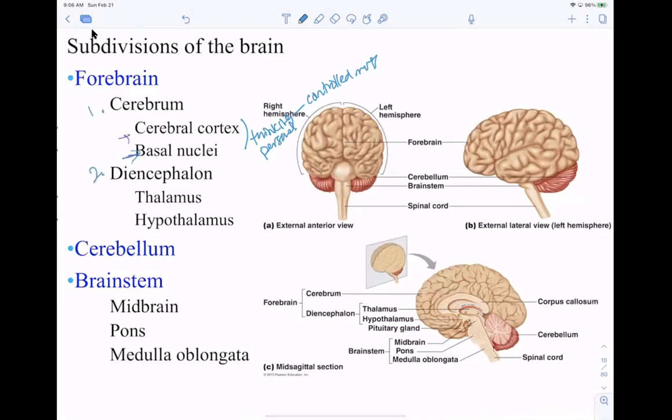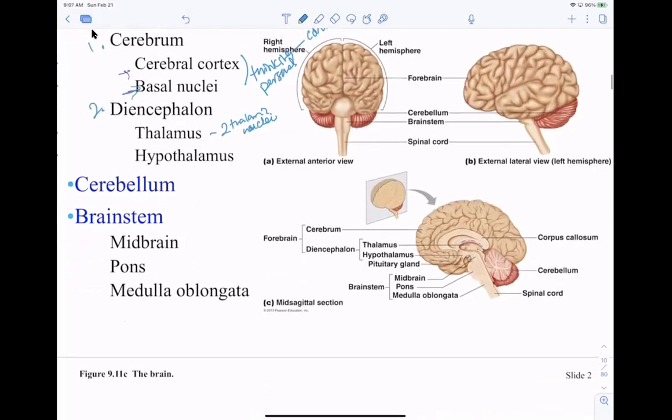Number two is the diencephalon. It's kind of your subconscious brain. You have two thalamic nuclei, one on the right and one on the left. These are a collection of cell bodies. It's not the nucleus of a cell, it's a nuclei in the brain, which is really a grouping of cell bodies. So you have the thalamus on each side, and then you have one hypothalamus, and we'll get into all the things the hypothalamus does. It's quite extensive. And then you have the cerebellum.